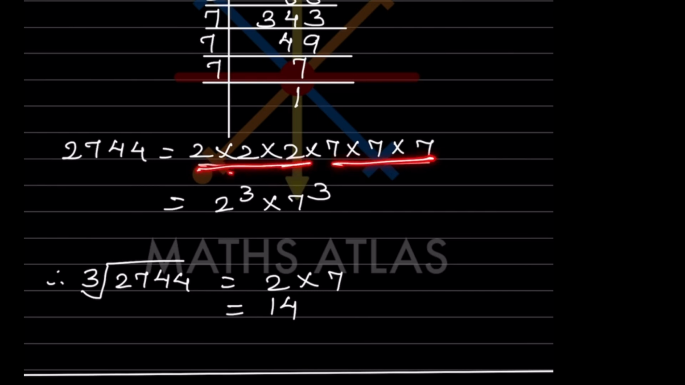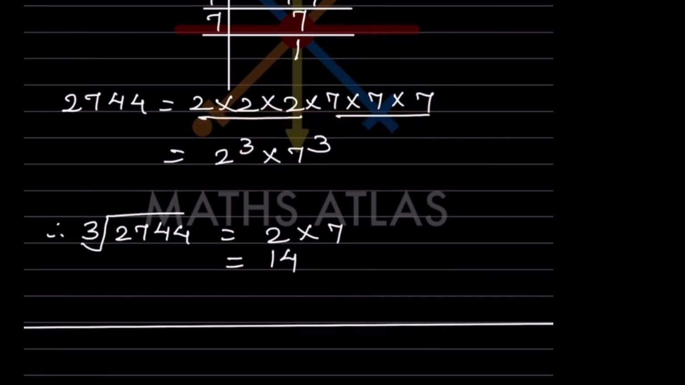So here this will be 2 cube into 7 cube. So what will you write here? Cube root of 2744, that is going to be, just because we are going to take the cube root of it, we will just take 2 and 7. So 2 multiplied by 7, which is going to be 14.